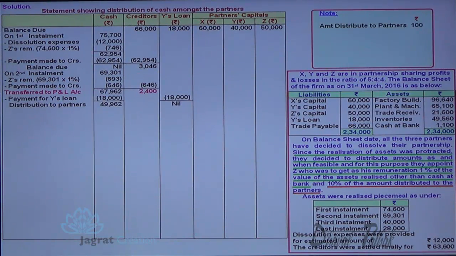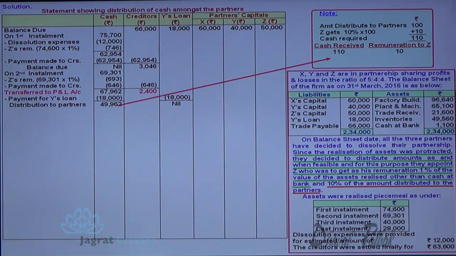If 100 is paid to partners, the amount distributed to partners is 100 rupees. Then Z gets 10% of 100. So total cash required is 110. So cash received for distribution is 110. Then 10 is the remuneration payable to Z.